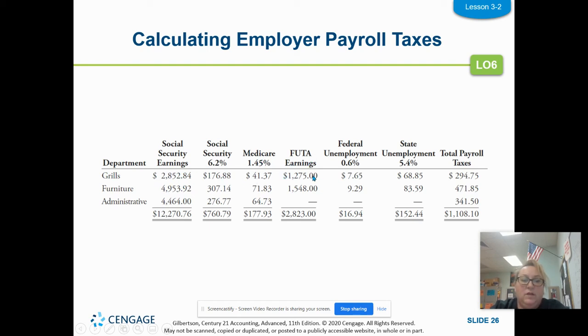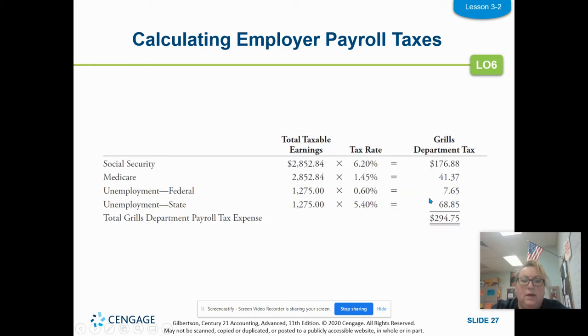Our FUTA earnings, notice, are a little bit different. So then we have our federal unemployment tax. They have it as 0.6. Usually it's 0.8, but this book has it as 0.6. It could have gone down. And then our state unemployment tax is 5.4%. So we have $294.75. Notice that this person down here hasn't had to pay anything because they've made more than 7,000. And that's the big thing for our state unemployment.